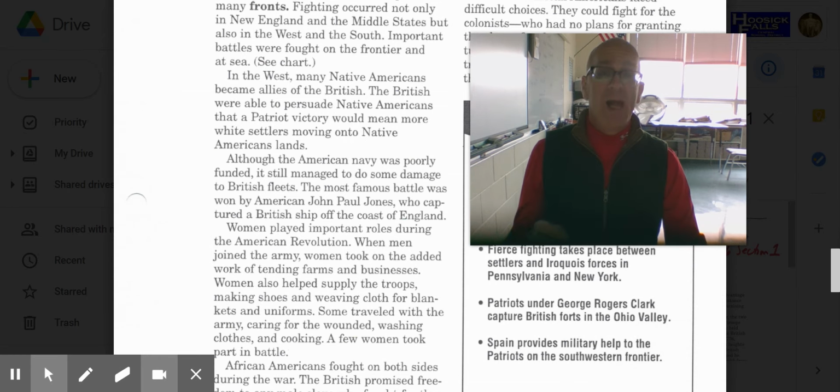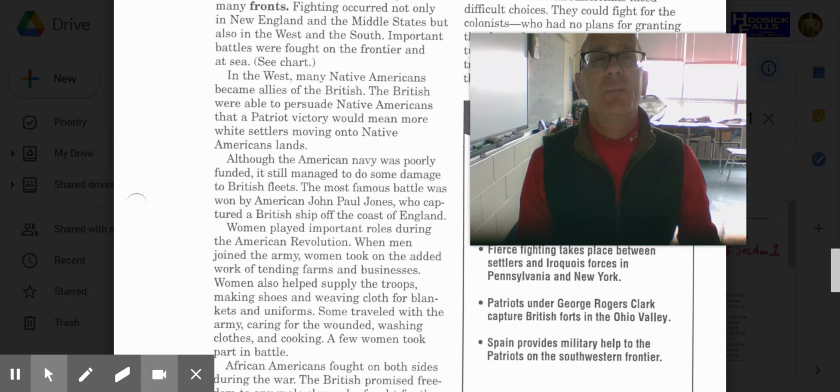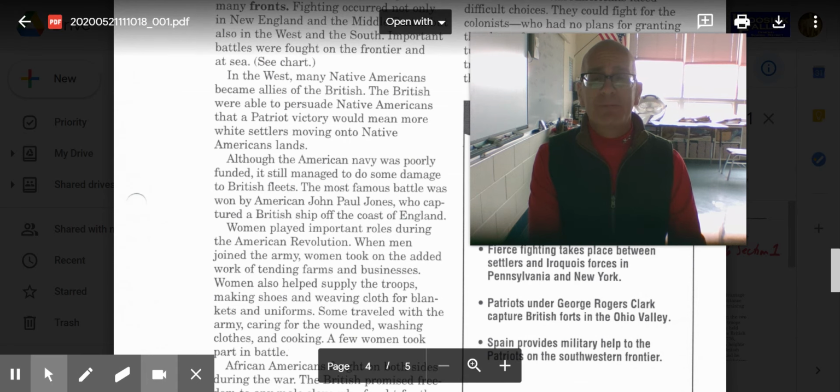The most famous battle was won by an American captain named John Paul Jones, who captured a British ship off the coast of England. We will see a video on that clip in class. Captain John Paul Jones. He was an American naval officer. He was not an American citizen, and he had quite the colorful history, quite the colorful past before he became a naval commander for the United States Navy.